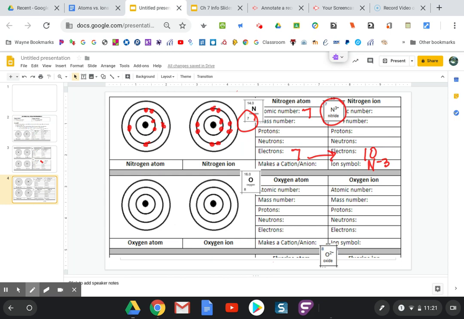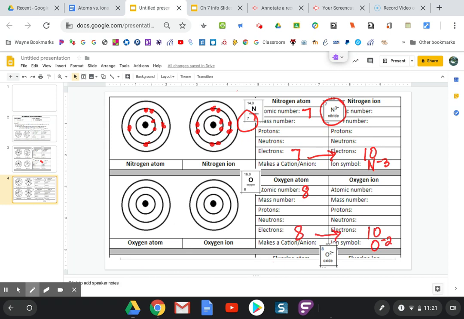Oxygen has 8 for its atomic number, so 8 electrons. Oxygen makes a -2 charge, and it's going to go to 10 also. And I think you'll be able to fill that one in on your own.